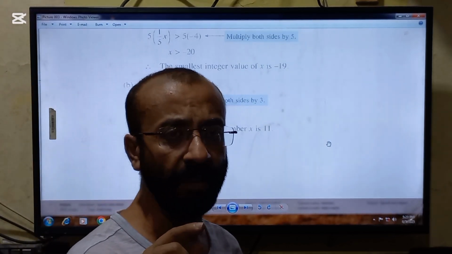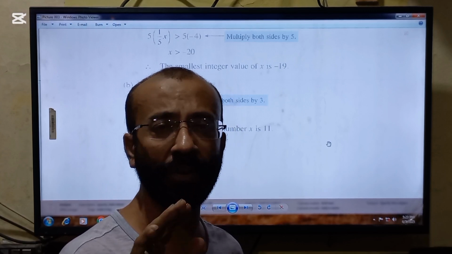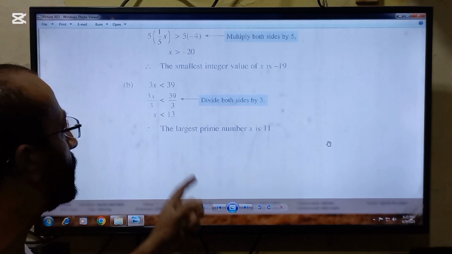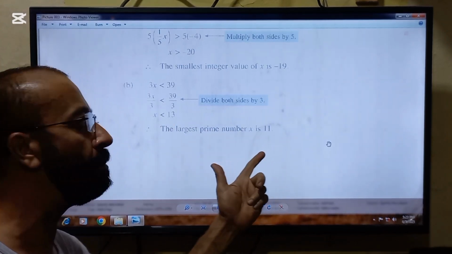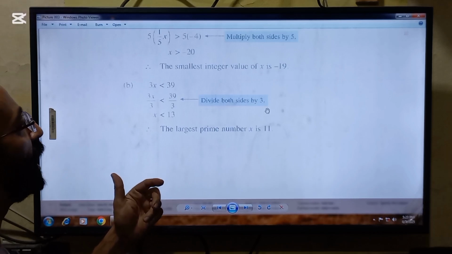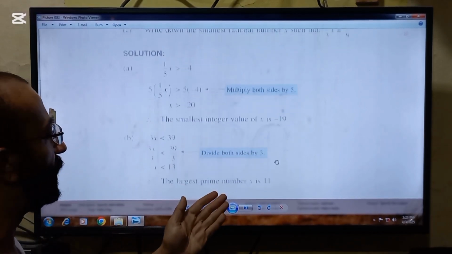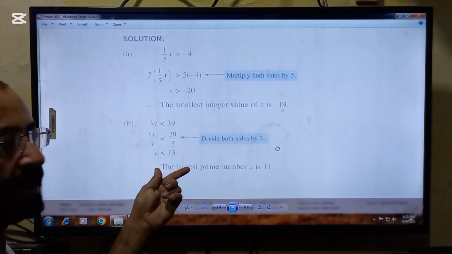Now we should remember the concept of prime numbers. Prime numbers are those numbers which are only divisible by themselves. So less than 13 will be 11, because this is a prime number. The requirement was to find the largest prime number, so this will be the largest prime number satisfying this inequality.